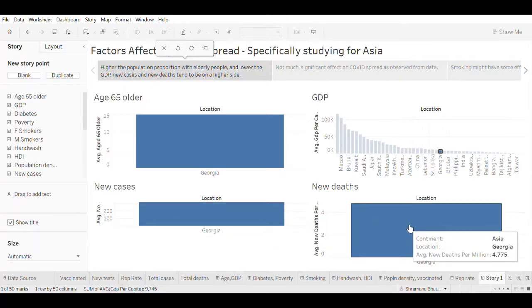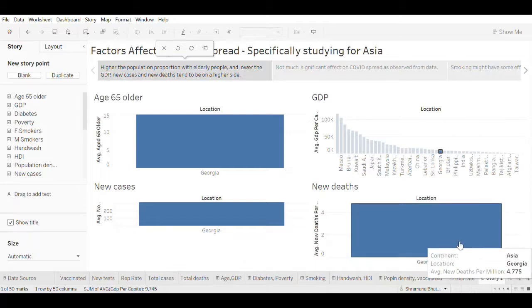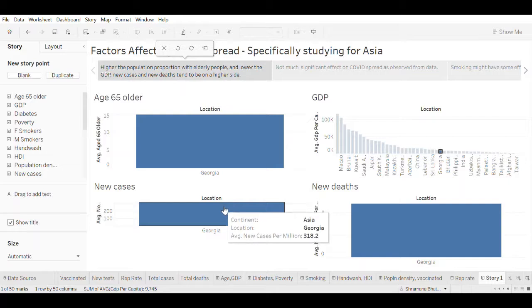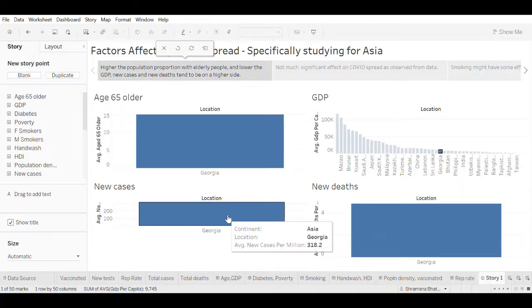So GDP on the lower side, age, the elderly population on the higher side. You can see that the average new cases are more and the deaths are also more. Though new cases and deaths are not related to each other. It's not that if the average new cases are more, the average new deaths are also going to be more. But yeah, if only the average new cases are more, then only the deaths can have a chance of being more, right? So that way we can look at it.